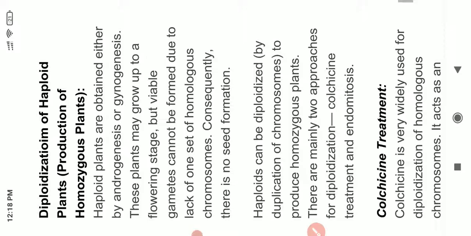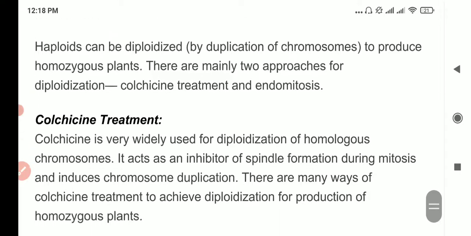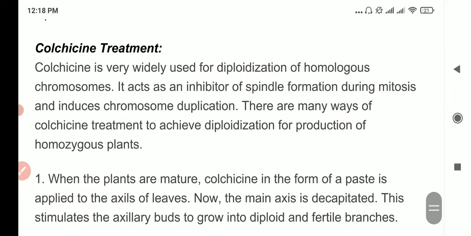You have to double the amount of chromosomes of the haploid plants. So you can diploidize them by some chemicals. Okay, so there are two main approaches. First, you can do it by colchicine treatment. We had seen that in androgenesis, remember? And you can do it by endomitosis. So you have to duplicate the chromosomes. Colchicine is the chemical most commonly used for diploidization of homologous chromosomes. It inhibits spindle formation during chromosome duplication.